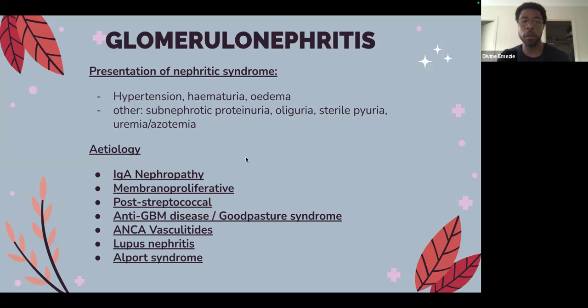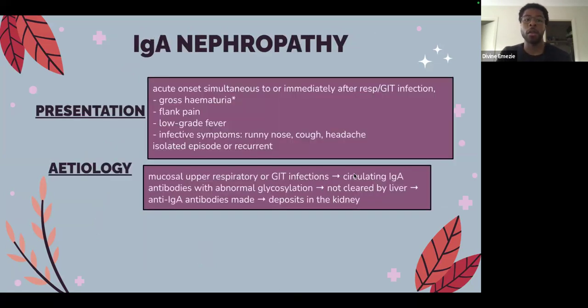If we know what causes nephritic syndrome, then that already starts to help us rule things out. So IgA nephropathy, you've heard of this before, I'm sure. The idea is that it's a nephritic syndrome simultaneous to or right after a mucosal infection. In that infection, you'll have circulating IgA antibodies that won't get cleared by the liver and deposit in the kidney.